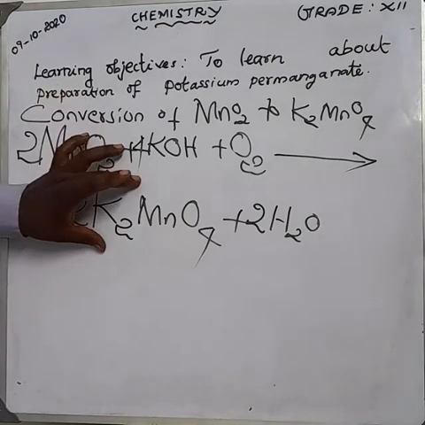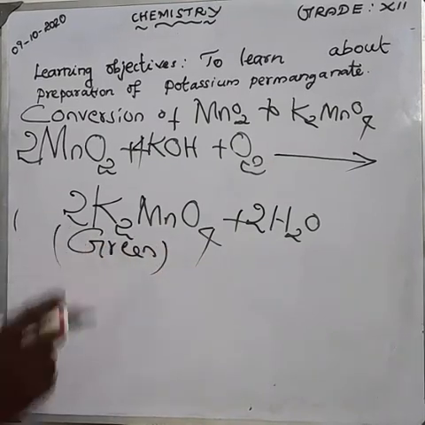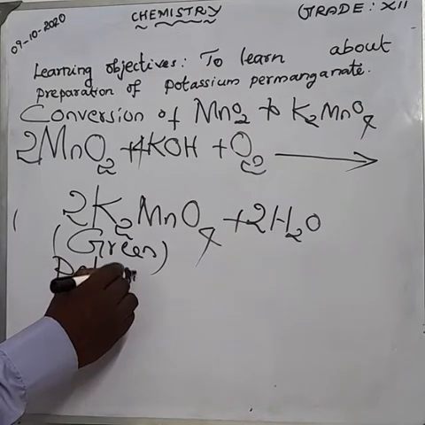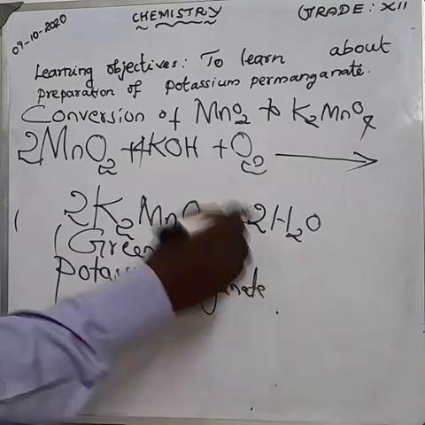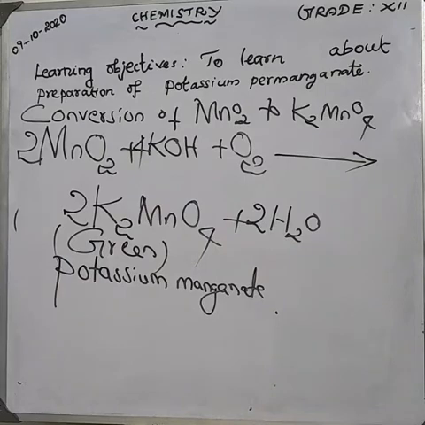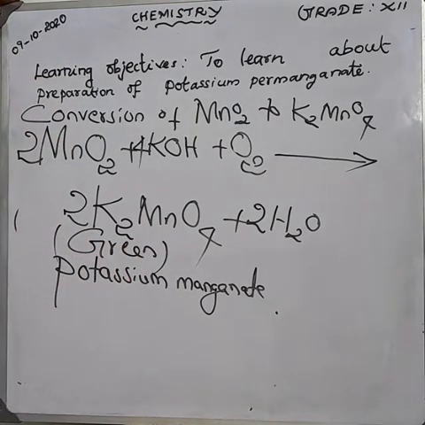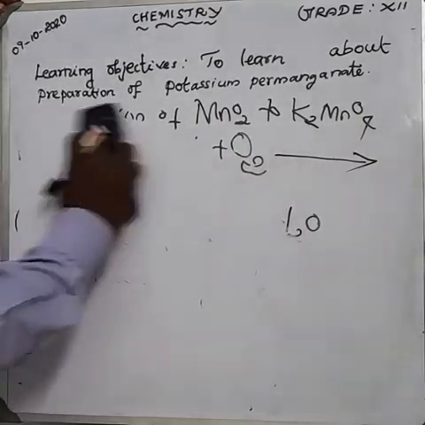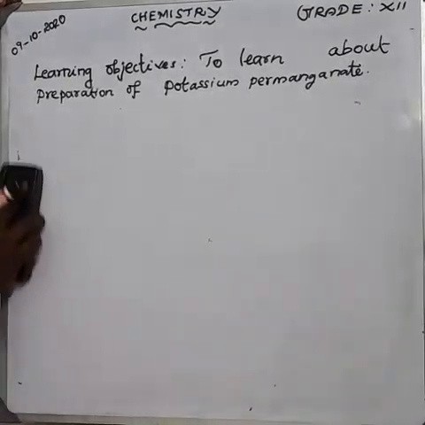What is the color of potassium manganate? Green color. Potassium manganate. The first step is over, the first conversion is over. After finishing the conversion, the next one is called oxidation. The second step is oxidation of potassium manganate to potassium permanganate.